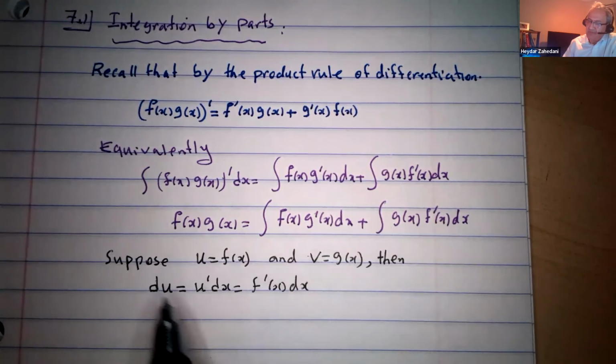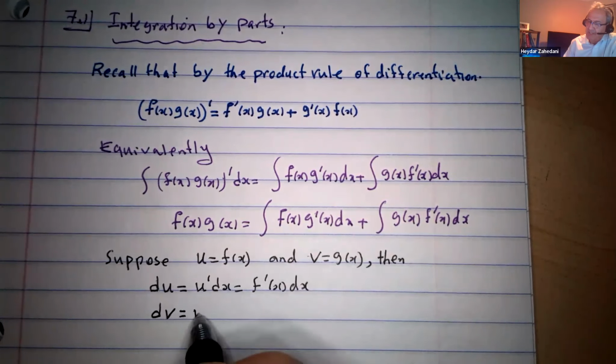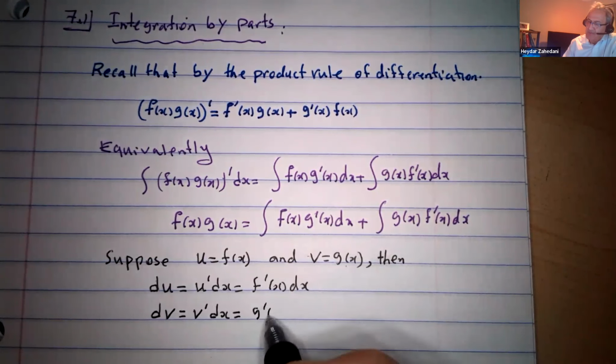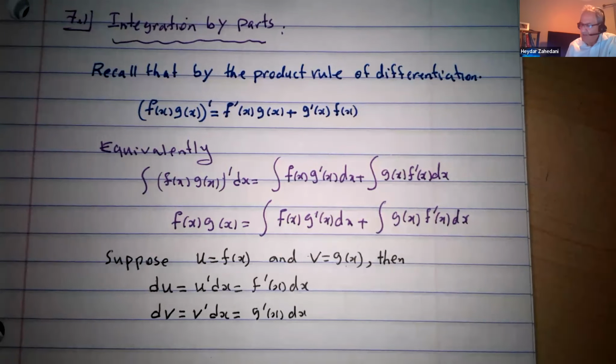Now find the differential of v. The differential of v is simply v prime times dx. So v prime would be g prime, and that gives you g prime of x dx. Okay, we're just changing the notation.